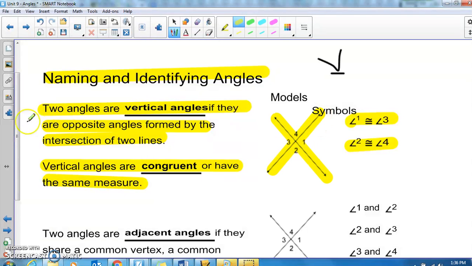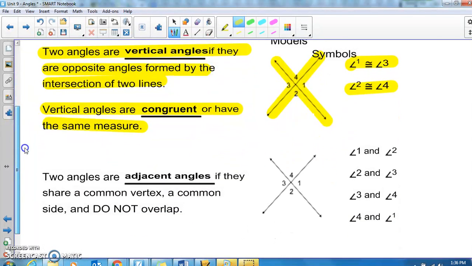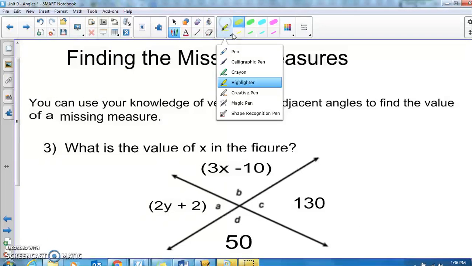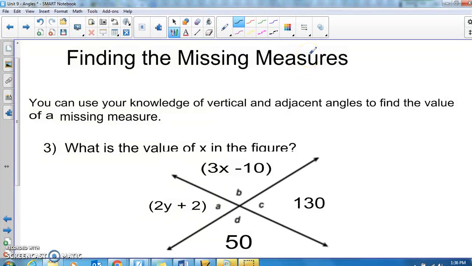Okay, you should already have in your notes the information at the bottom, adjacent angles. Adjacent angles share a common vertex, a common side, and they do not overlap. The one thing you may want to copy down here that I did not have you copy down when we went over it is that they do not overlap. Even though I mentioned it, I didn't have you copy it down. All right, so what we're going to work with here is finding what we call missing measures. You can use your knowledge of vertical and adjacent angles to find the value of a missing measure.